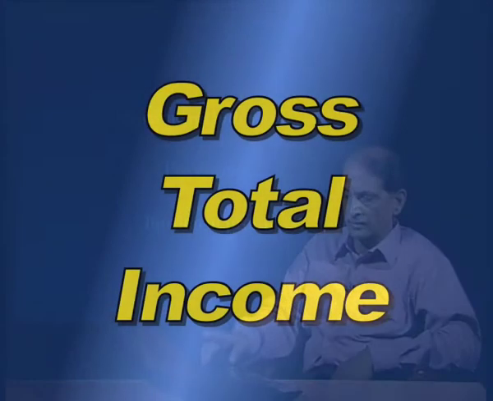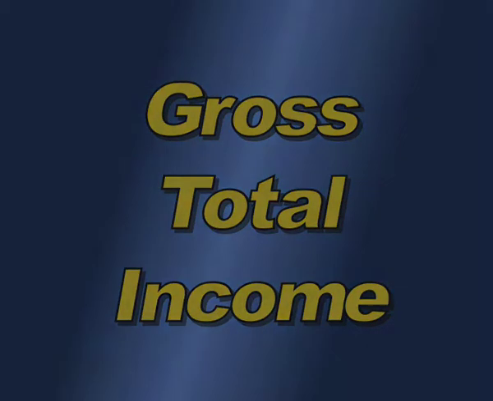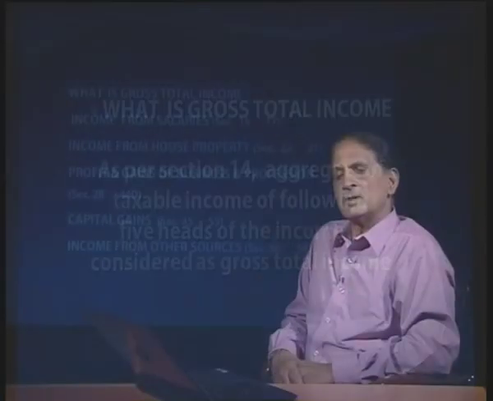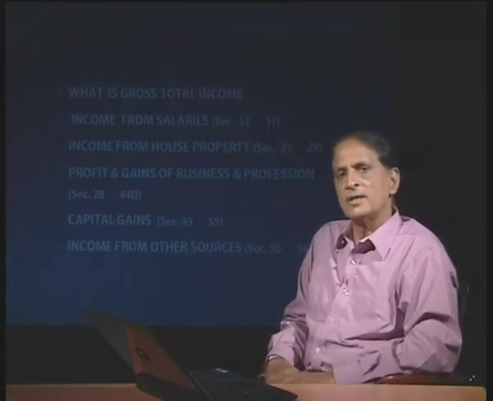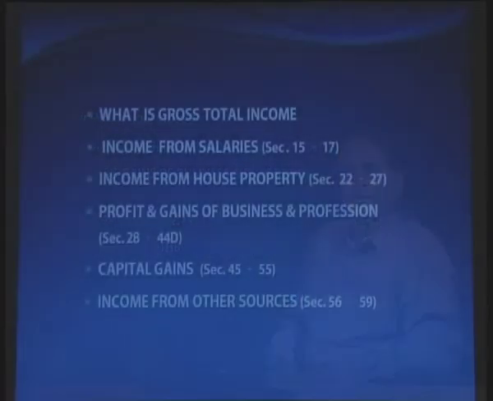Now, friends, we discuss what is gross total income. As per section 14, the aggregate of taxable income of the following 5 heads of income is considered as gross total income. Now, gross total income covers 5 heads of income. First is income from salaries. Now, this head is covered by sections 15 to 17. It means this head is covered by 3 sections: 15, 16 and 17.